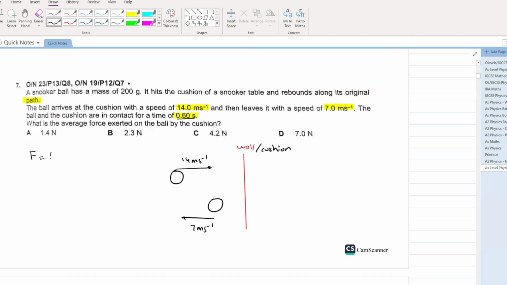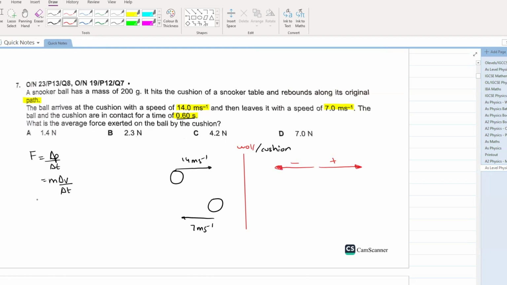Yes. Average force is equal to change in momentum over change in time. Change in momentum can be represented as mass into change in velocity over change in time. Now, always remember that whenever you are doing questions related to vectors, first mark the axes. Right side as positive, left side as negative.